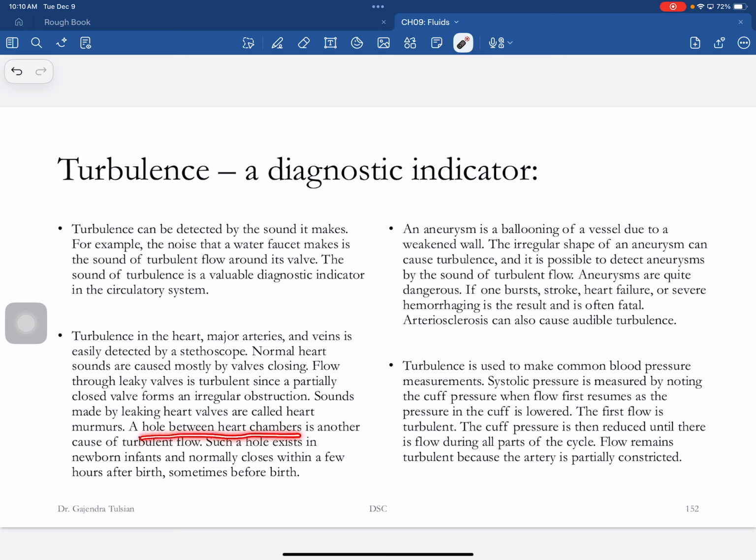A hole between heart chambers is another cause for turbulent flow. A lot of infants, when they're born, have a hole between the chambers of their heart. Such a hole exists in normal newborn infants and normally closes within a few hours after birth. An aneurysm is a ballooning of blood vessels due to weakened walls. The irregular shape of an aneurysm can cause turbulence. So you don't want high blood pressure if you have an aneurysm, it can burst. Aneurysms are quite dangerous. If one bursts, stroke, heart failure, or severe hemorrhaging is the result and often fatal.